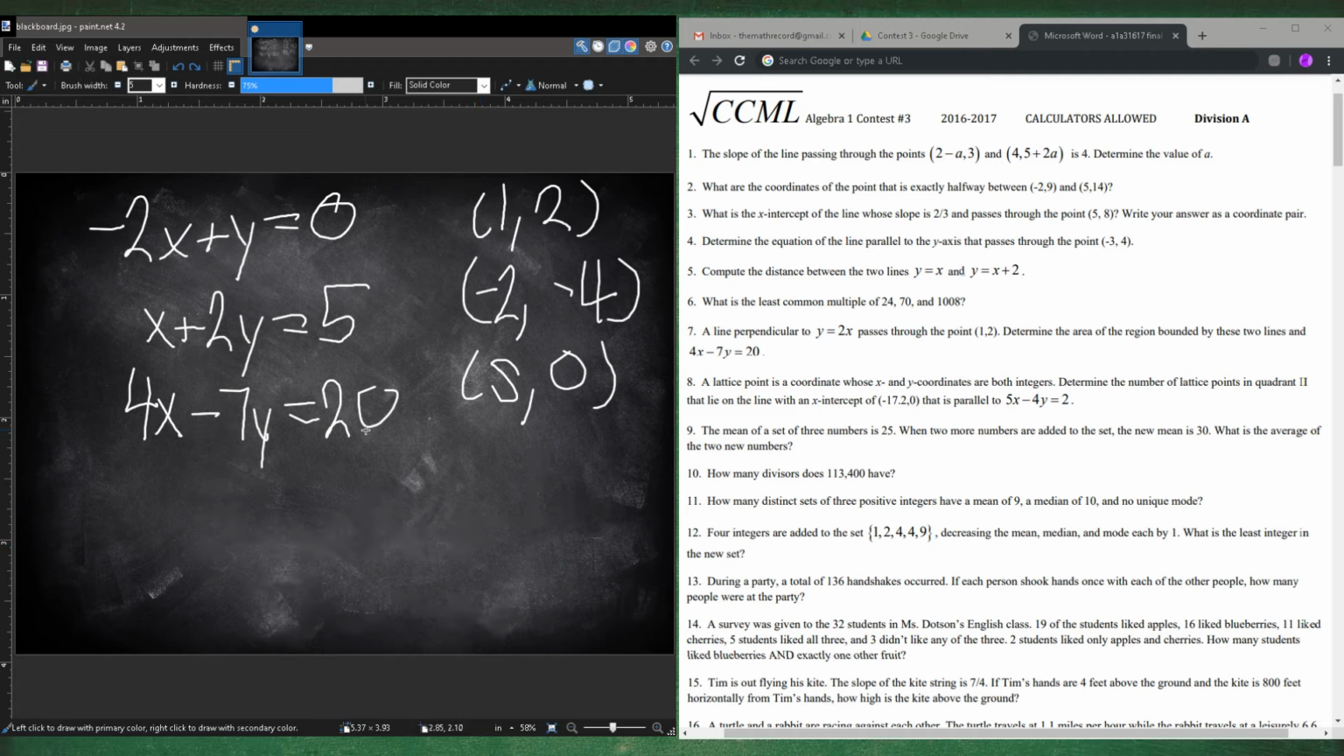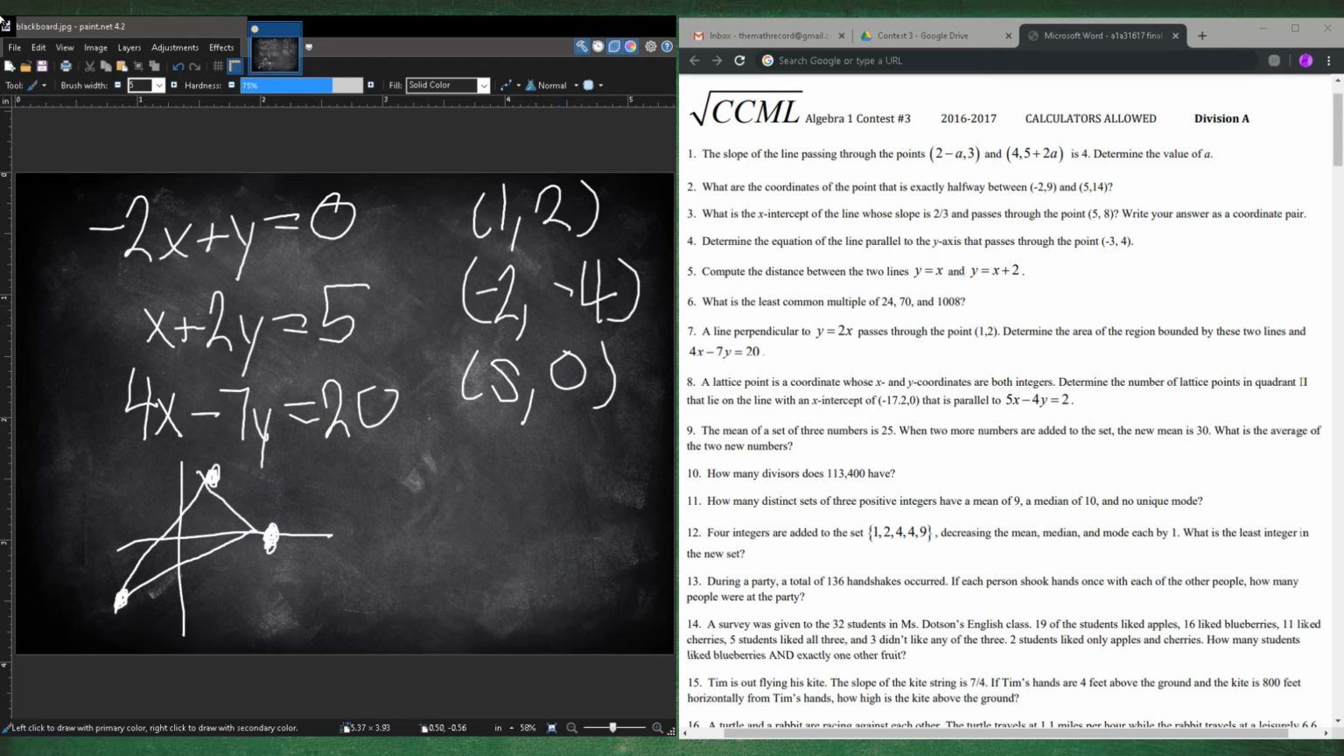So those are our 3 points. Let's draw a picture first. So we have (5, 0) somewhere here, and we have (-2, 4), so -2 here, and (1, 2) somewhere here. So how we're going to write the points is (5, 0), (1, 2), and then (-2, 4).